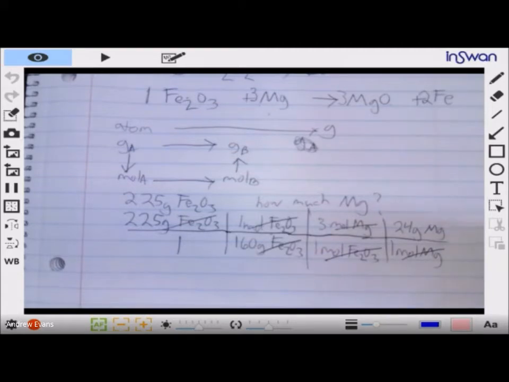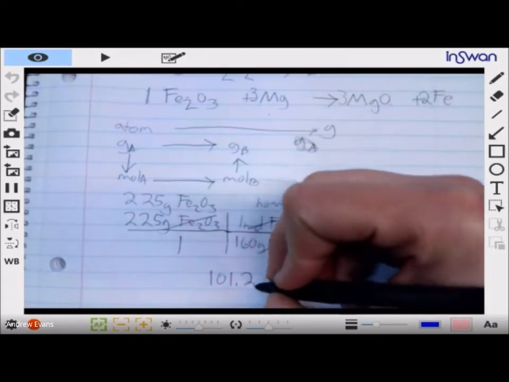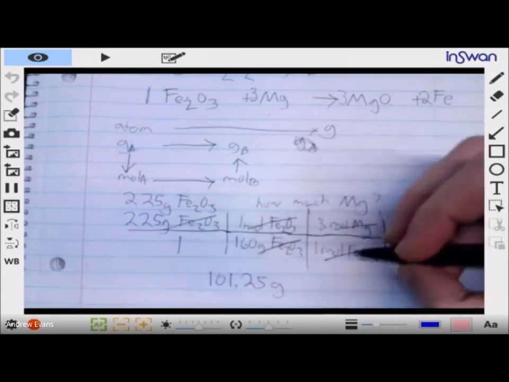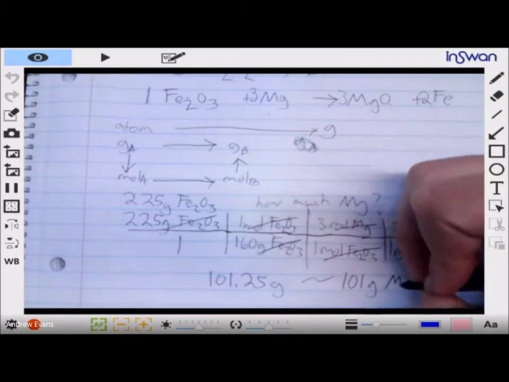So 225 divided by 160 times 3 times 24. You do that, you would get 101.25 grams. So starting from 225 grams of iron oxide, we need about 101 grams of magnesium.